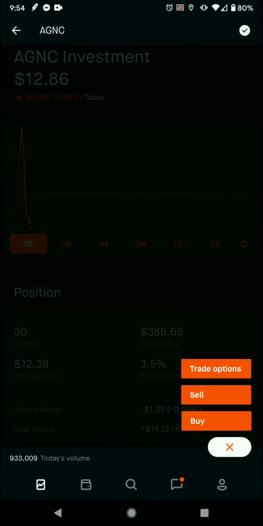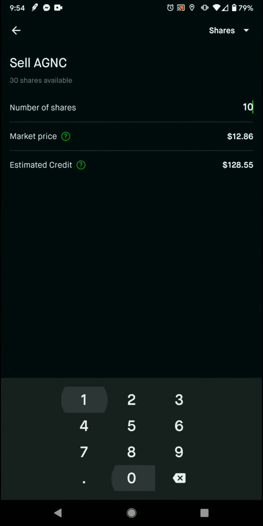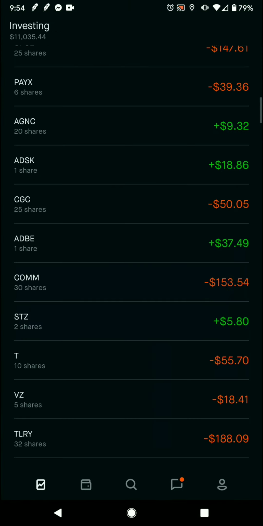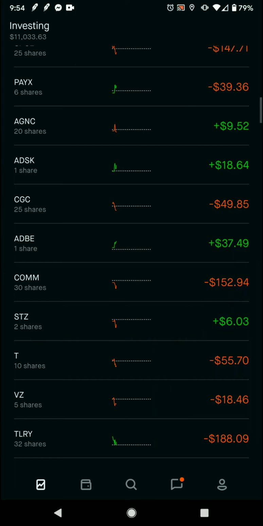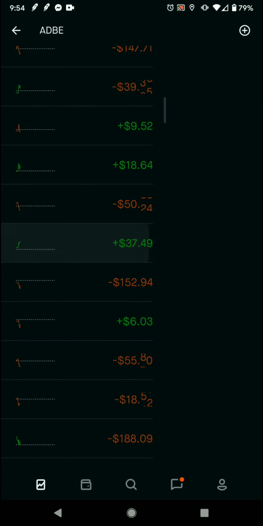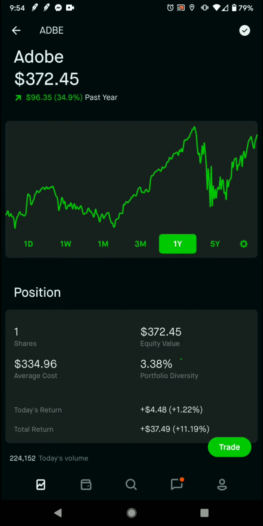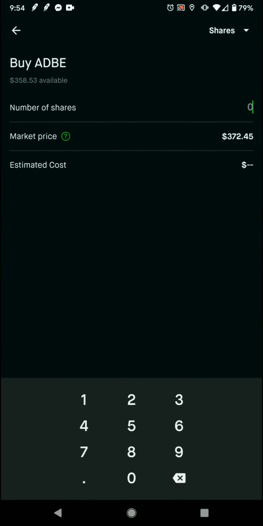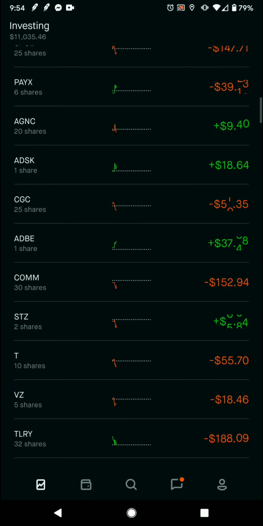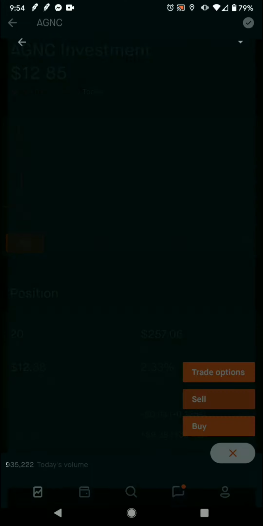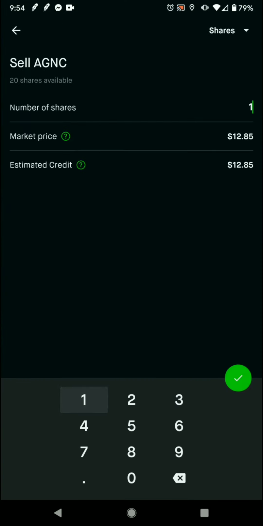Might need a little bit more. Let's sell some AGNC. Might buy more of this back later, but I think it might go down for today, so sell some of that, and let's buy Adobe. I really like Adobe. I always regret every time I sell a share, but I always keep one, so I'm going to buy another, because I know Adobe's going nowhere. Sell a little bit more AGNC, because I didn't have enough money.